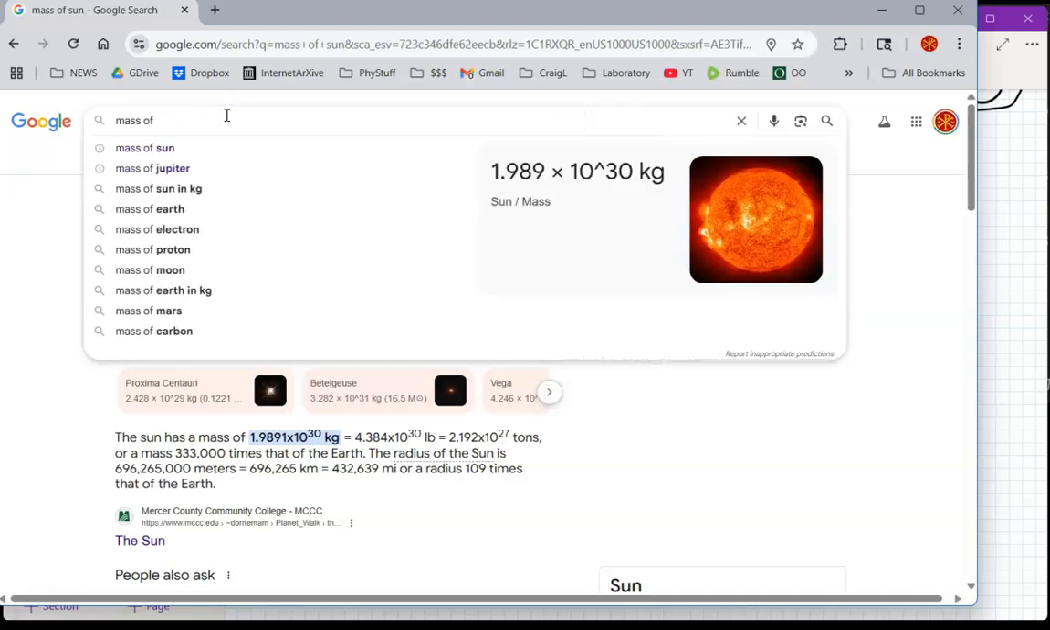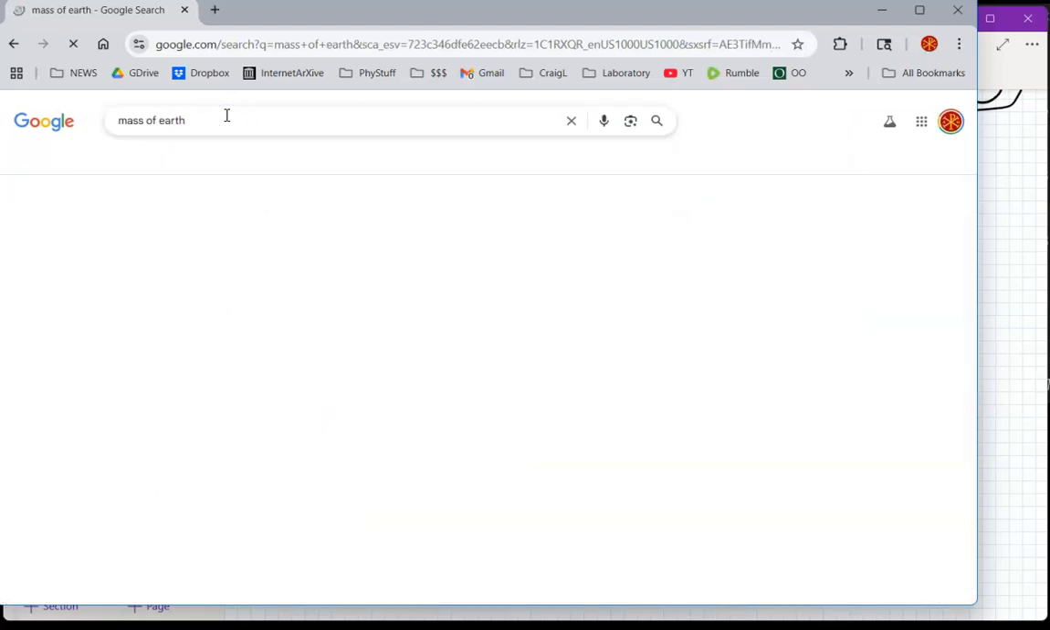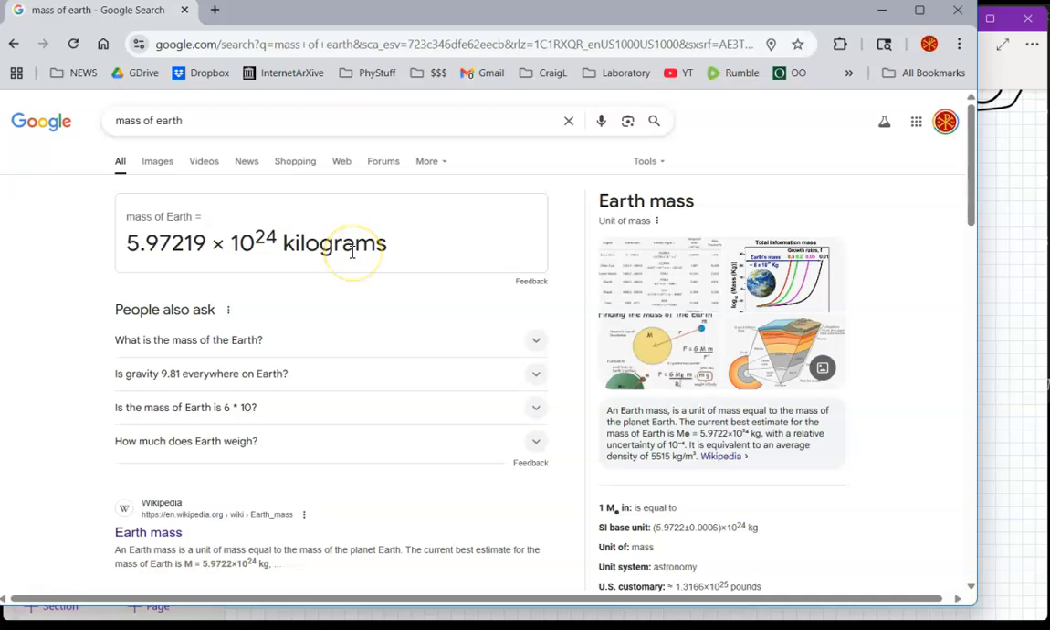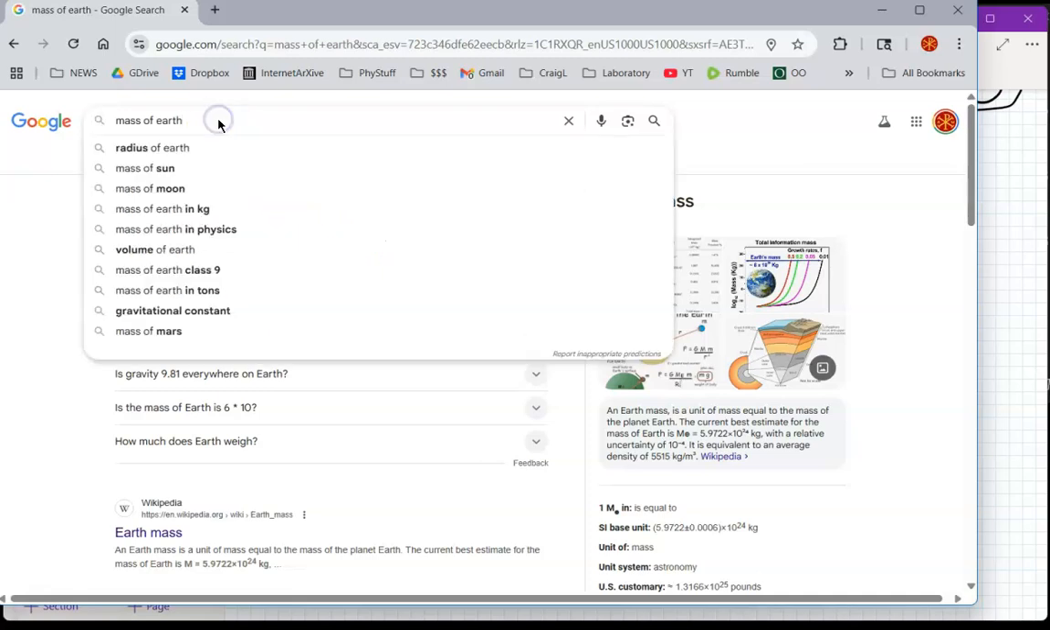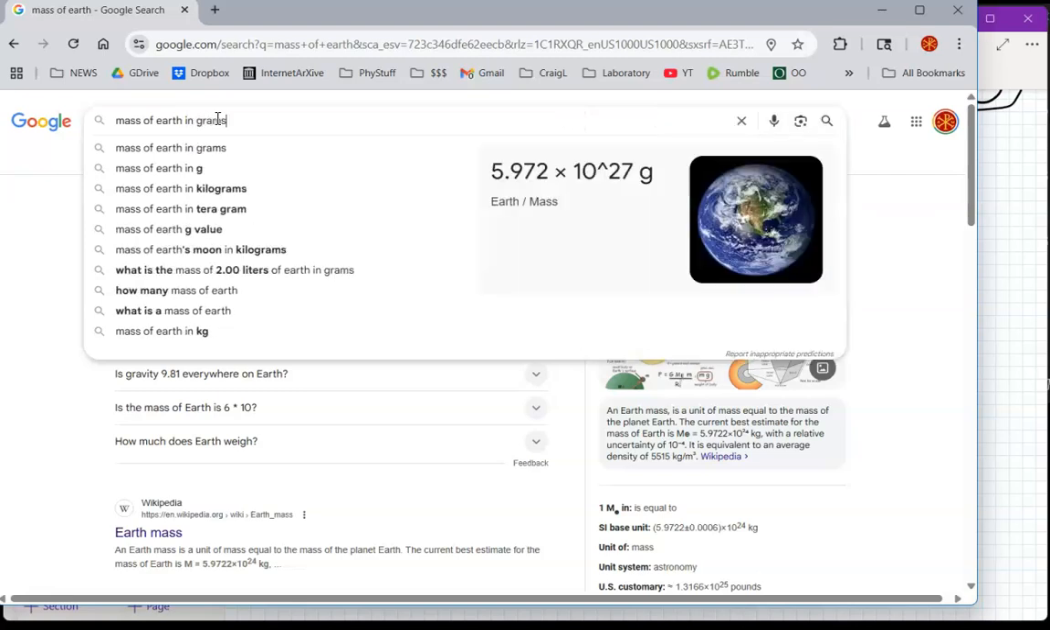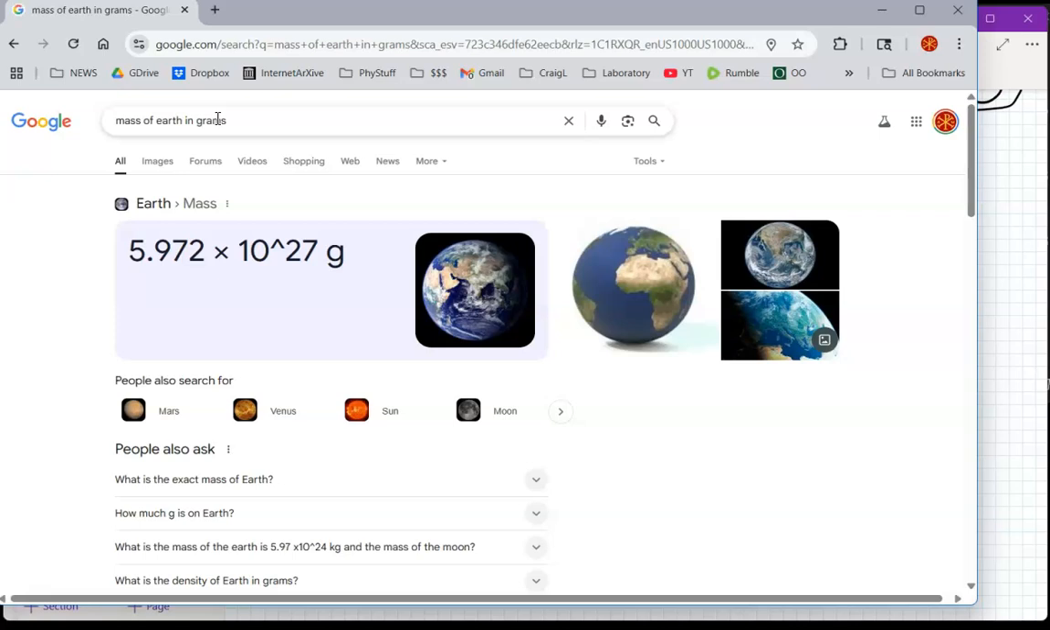The mass of the Earth is given to you right there in kilograms. Now, if you want it in a different unit, you can just put in that unit. Let's say in grams, for example. We don't use grams, but if you want it, there we go. So you can just put in the unit explicitly, and Google will understand that and immediately give you the value in proper units. You know what I mean? Okay, so let's go back to the formula.